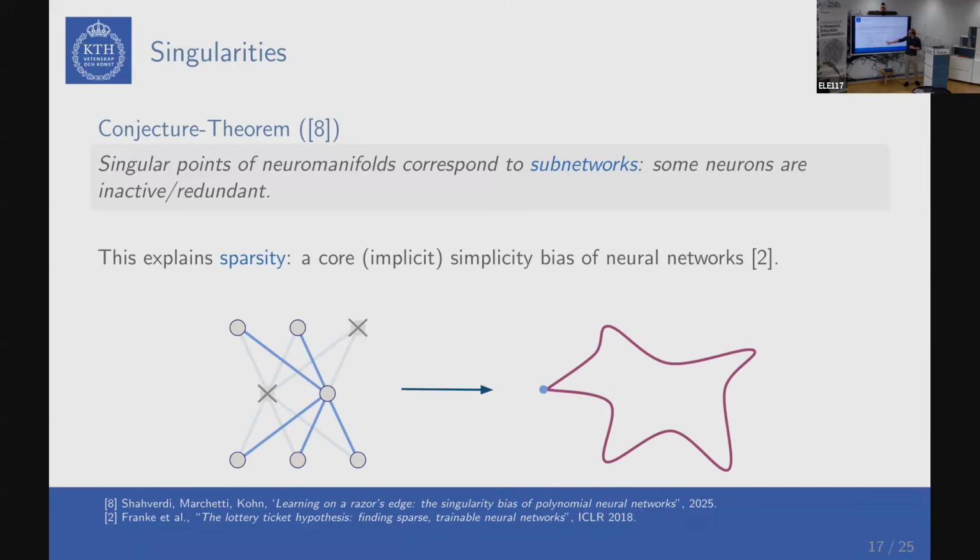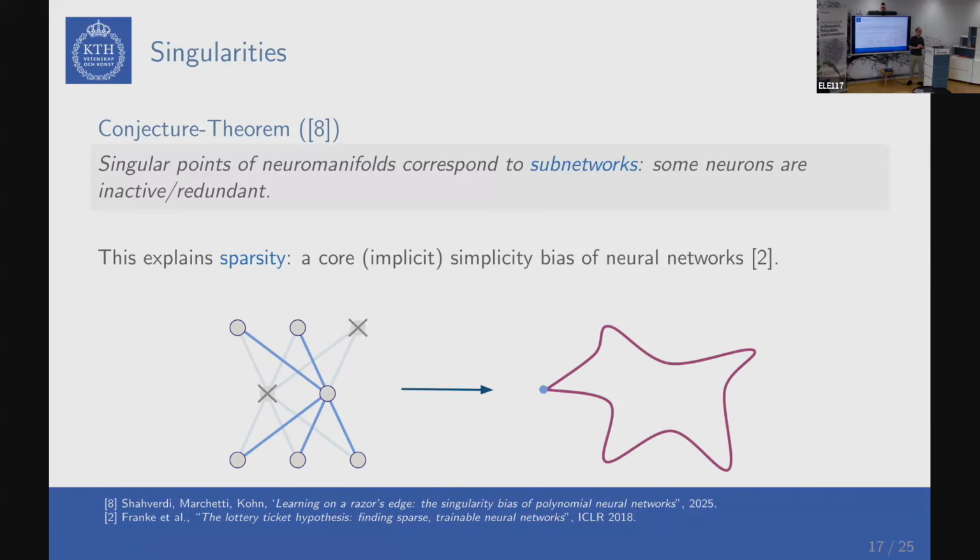Okay, and this is the picture. I have my neuromanifold. I have this point. What are the parameters corresponding to this point? Well, there are some neurons that are dead. So the light blue weights are zero, but I'm allowed to vary the other weights. In this case, the picture is bad, it's just one point, so there is no degree of freedom, but it's an ideal picture. So singular points correspond to subnetworks.